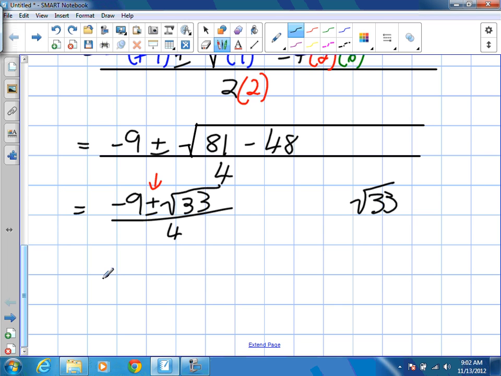Great. Okay. Root 33 is 5.744. Perfect. 5.744, we'll leave it at. Okay, so we'll go one more step farther. Negative 9 plus or minus 5.744 divided by 4. Now again, we talked about that plus and minus.